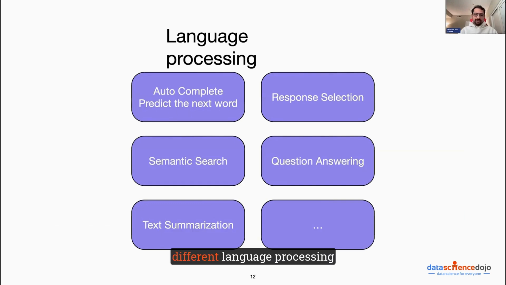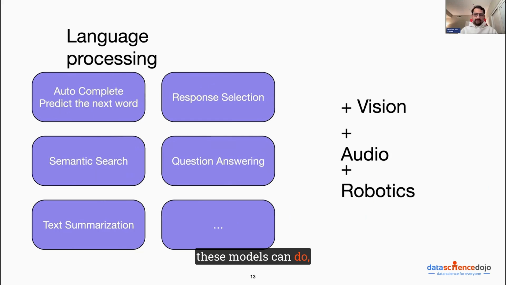So we've talked about the different language processing and language-based tasks that these models can do, but I'm here to argue that it doesn't just limit there, right? We have different modalities like vision, audio, and robotics that can actually get improved by these language models.